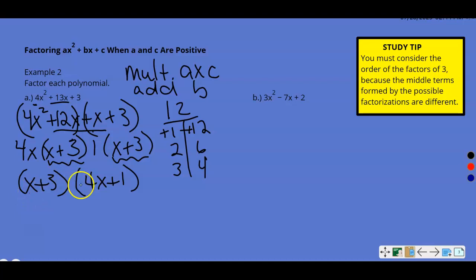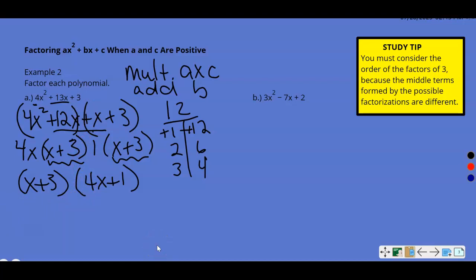So you can check it: x times 4x, 4x squared. x times 1 is 1x plus 12x. 1 plus 12 is 13x. 3 times 1 is 3. If you multiply the two binomials together, you can see that it equals what standard form was in the beginning. So to go from standard form to factored form, these are the steps that you will need to take. This takes practice.